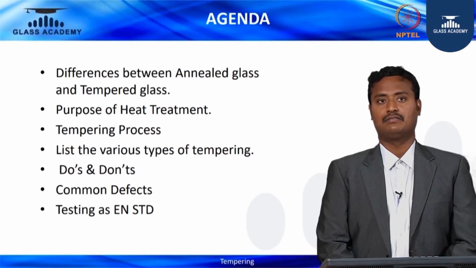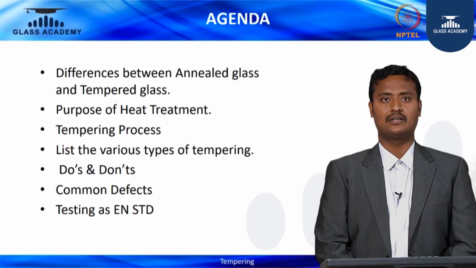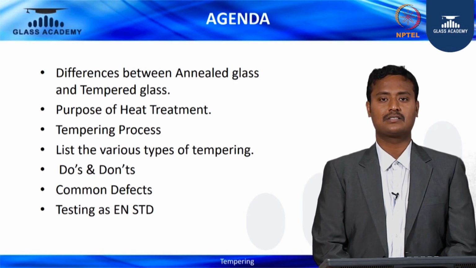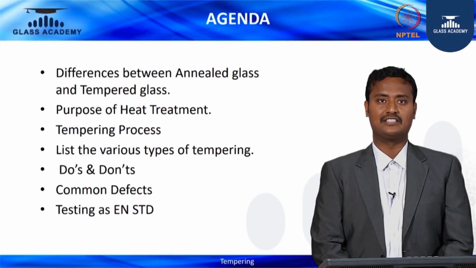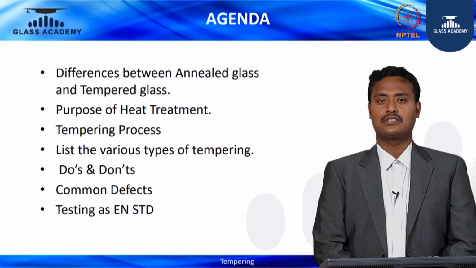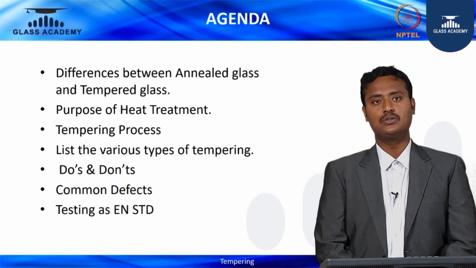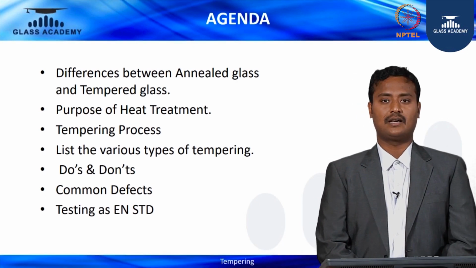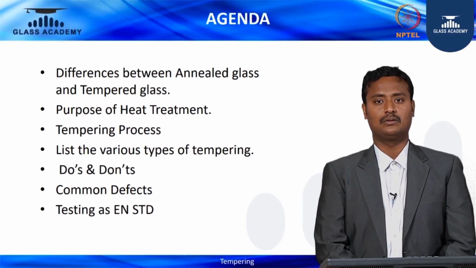Today we are going to learn about tempering, a process, and how it takes place at the processor place. Let's look at the agenda first. Upon completing this module, you will be able to answer: what is the difference between annealed glass and tempered glass, the purpose of thermal treatment, basically heat treatment, the tempering process, a list of various types of tempering process, do's and don'ts, common defects, and tests as per the EN standard. So this is what we are going to discuss today.